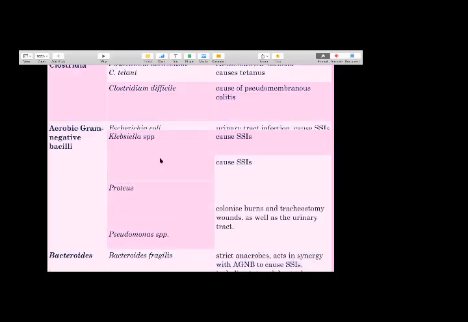Clostridium is a gram-positive obligate anaerobe. Clostridium difficile is one of them, along with Clostridium tetani and Clostridium perfringens. Clostridium difficile is the one that causes pseudomembranous colitis, like we discussed. We have an anaerobic gram-negative category as well: E. coli, Klebsiella, Proteus, Pseudomonas, or Bacteroides species, Bacteroides fragilis.